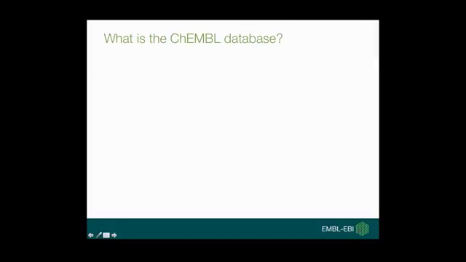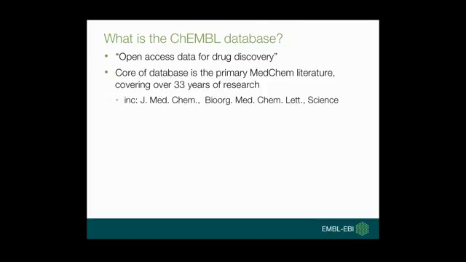Firstly, we'll start off with what is the ChEMBL database. For those of you who haven't used ChEMBL before, we are seen as open access data for drug discovery. The core of our database has been extracted from the primary medchem literature, and it covers at least 33 years of research. The main journals that we extract from are JMedChem, Bioorganic Medchem Letters, and Science, but we do have approximately 47 different journals that we extract from.